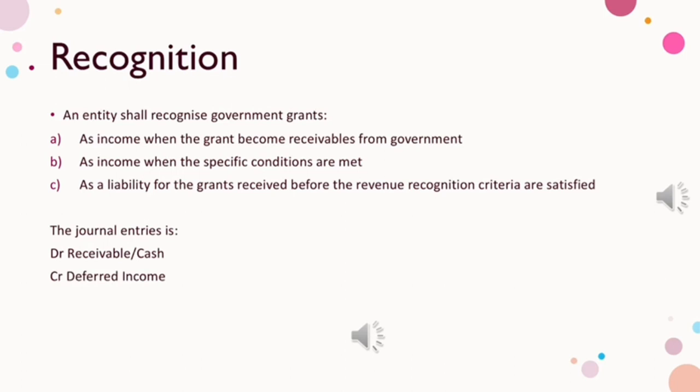An entity shall recognize government grant as income when the grant becomes receivable from government. It can also recognize government grant as income when the specific conditions are met. An entity shall recognize government grant too as a liability for the grant received before the revenue recognition criteria are satisfied.